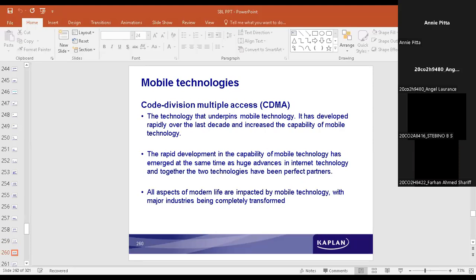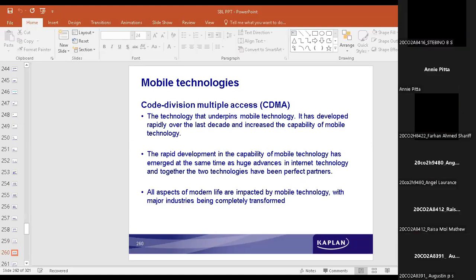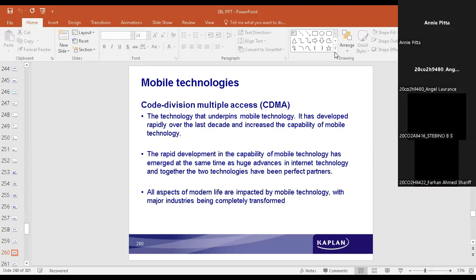Next, we see mobile technologies. Code division multiple access, CDMA. The concept of mobile technology is taken care of by CDMA. The technology that underpins mobile technology has developed rapidly over the last decade and increased the capability of mobile technology.